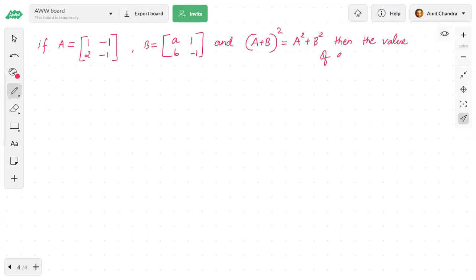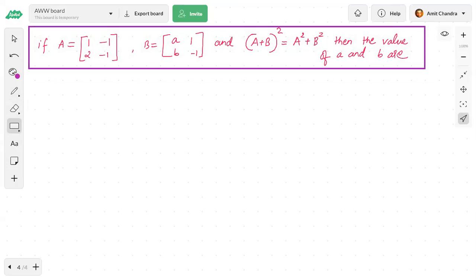These two matrices are given. You have to find the values of a and b. Okay, solve the question.